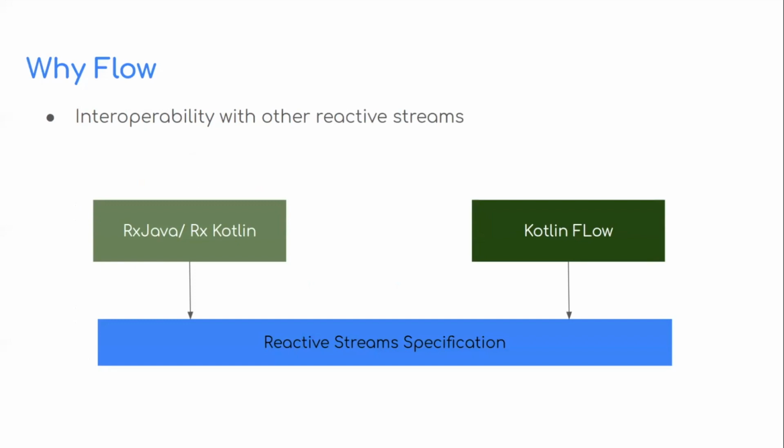Flows can also interoperate with reactive streams. We have many ways in which we can handle reactive streams, for example, RxJava. RxJava has been used for a long period of time, and it has some shortfalls or limitations. Both RxJava and Kotlin Flow are built on top of the reactive streams specification. This is a specification that describes how reactive streams will operate.